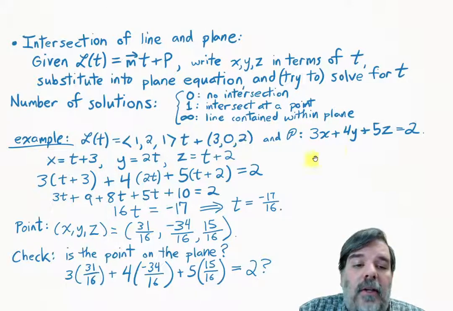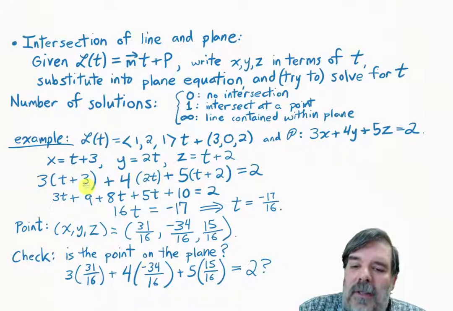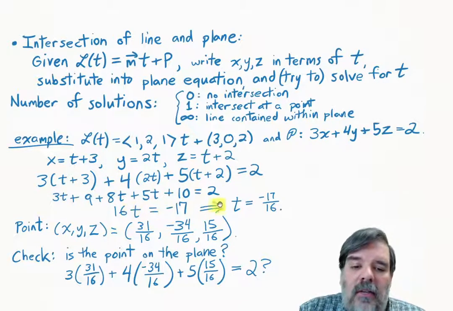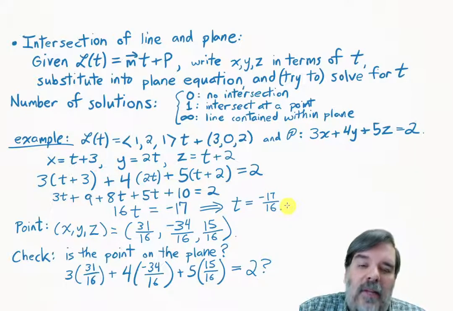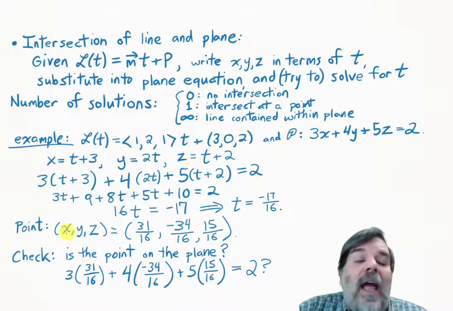Once you've got those, plug them in for x and y and z in the equation of the plane, and then we're going to do some algebra. So you get 3 times (t plus 3) plus 4 times 2t plus 5 times (t plus 2) equals 2. Distribute things through, combine like terms, solve for t. In this case, you'll get t equals negative 17 over 16. So that'll be kind of the time on the line at which you get an intersection. You can plug that value for t back into the line, or you could plug it into these equations for x, y, and z, and you'll find out the point at which they intersect.